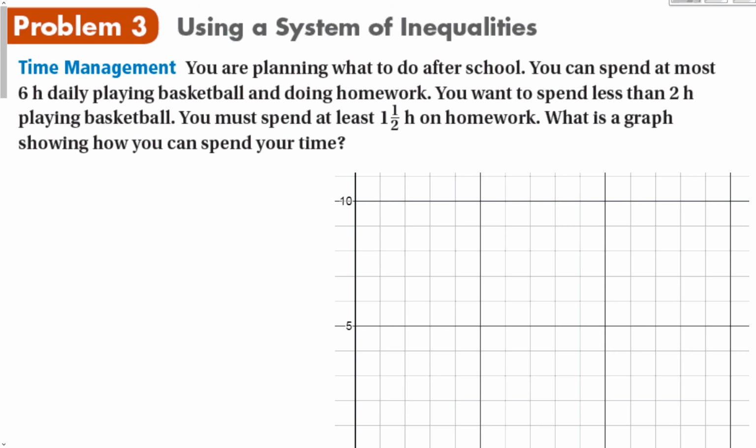You are planning what to do after school. You can spend at most 6 hours daily playing basketball and doing homework. You want to spend less than 2 hours playing basketball. You must spend at least an hour and a half on your homework so you can pass all your classes. What is the graph showing how you can spend your time?